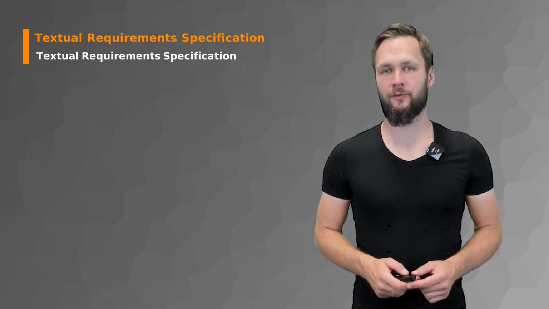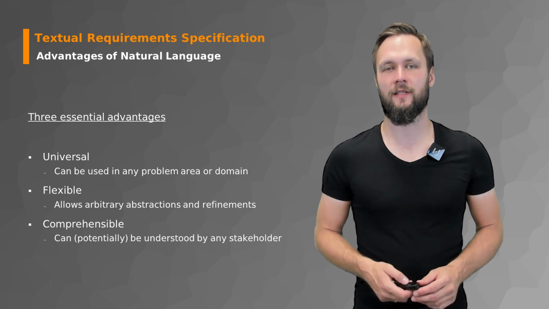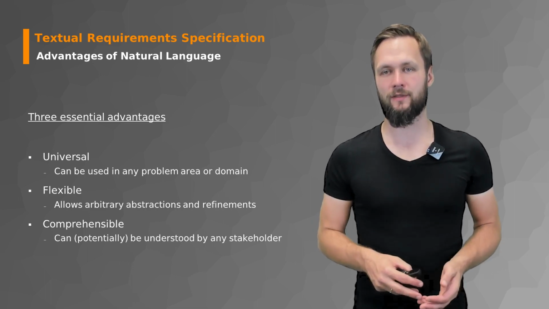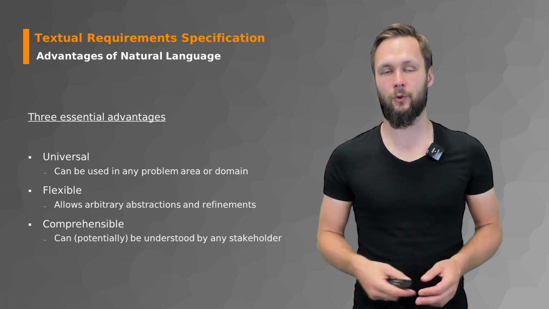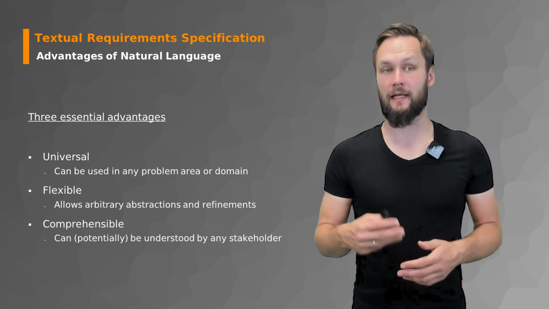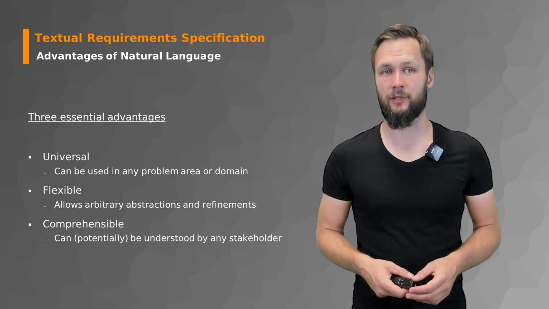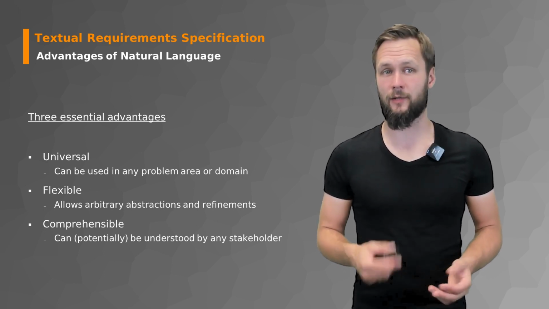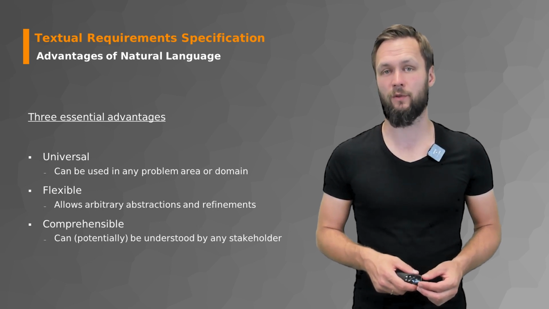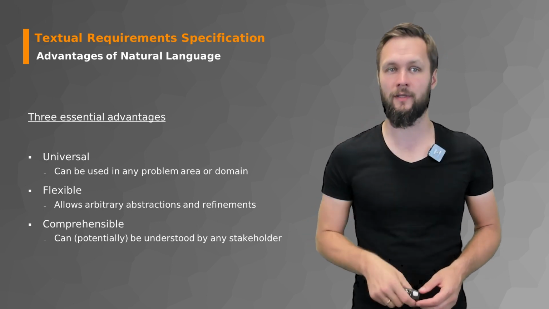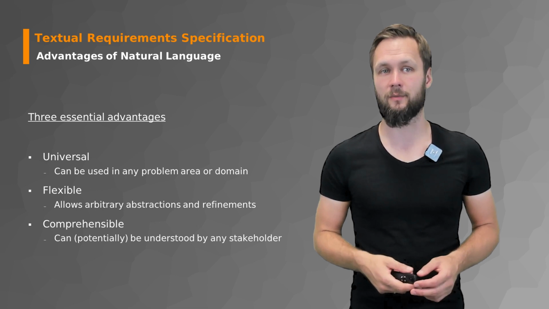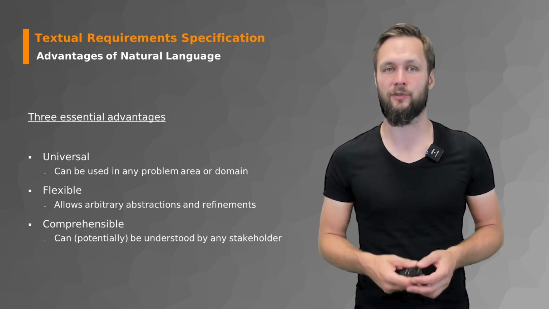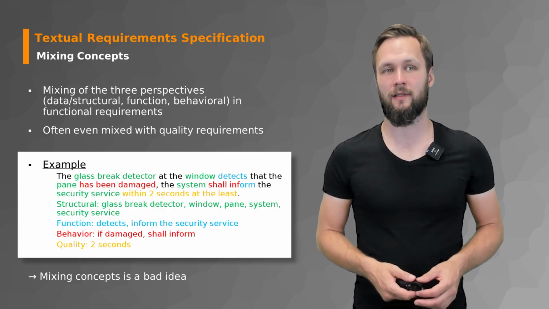Textual requirement specification is especially interesting to us because it utilizes all the advantages of natural languages that we previously discussed in the context of communication. It is universal, meaning it can be used in any problem area or domain. It is very flexible and allows for arbitrary abstraction and refinement, so you can zoom in and zoom out. And it's also very comprehensible. You can potentially be understood by any stakeholder, assuming that you're speaking the same language.